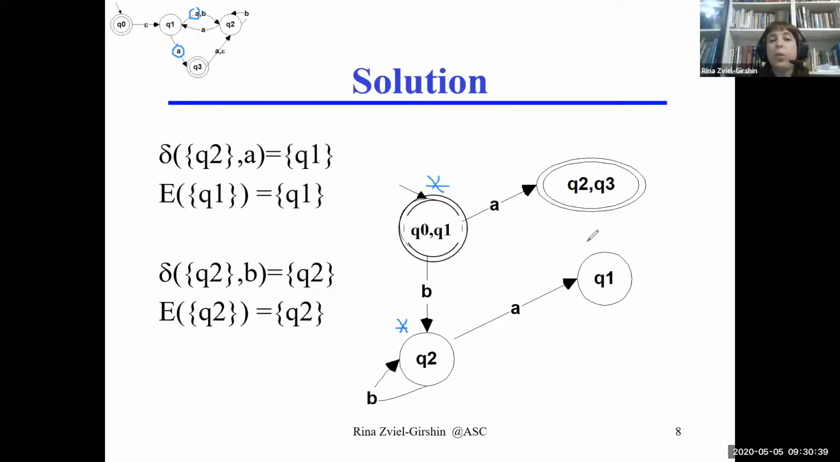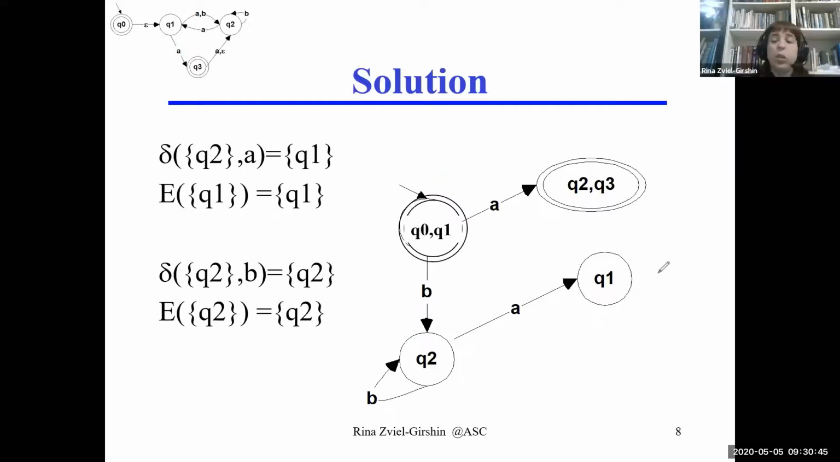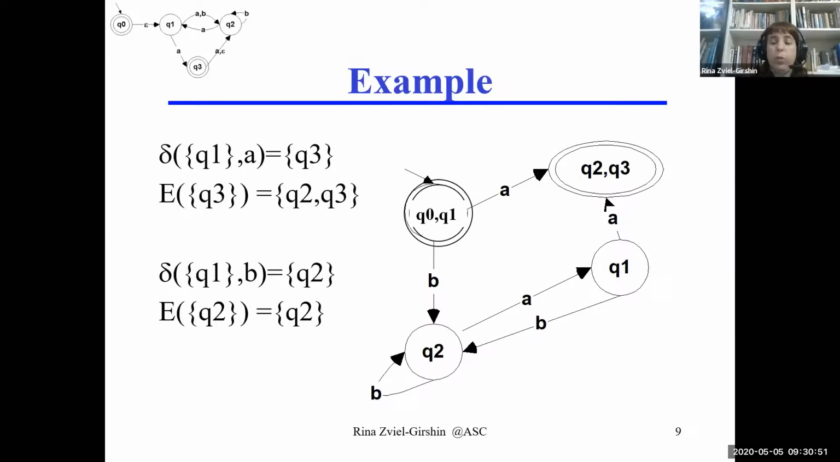And Q1 on B. Just Q2, and the epsilon closure of Q2 is Q2. Okay, so let's go to our next part of the automaton. So Q1 with A, we now move to Q2, Q3. Q1 with B, we go to Q2.